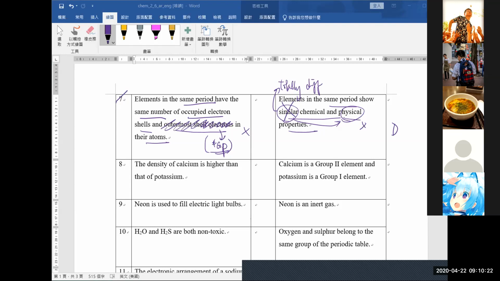First of all, A, B, C, or D? You think it is B? Explanation. You think it's B, but you need to give me your explanation.